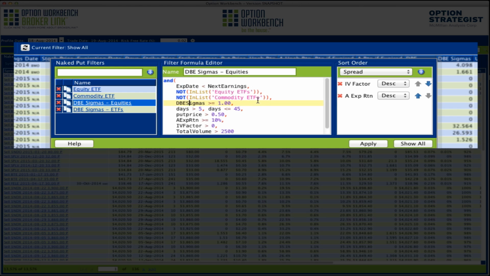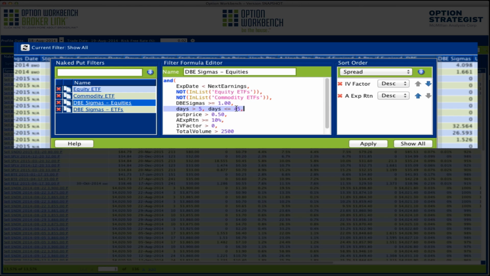That also highlights that these filters are not concrete or set in stone. They evolve over time, and they're still the same filter. So the next thing that I want is to sell the premium for a short period of time. So I want the number of days to expiration, that's the days column, to be greater than 5, but less than or equal to 45.